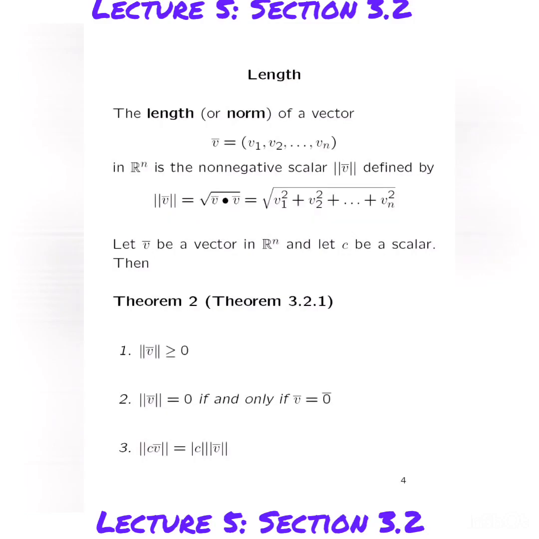Okay, that brings us to theorem 2. So v is a vector in Rn and c is a scalar. Then theorem 2 says the norm is always positive. The only vector that has a zero norm is the zero vector itself. And if you take a scalar multiple of a vector and you take the norm of that, then it's simply the absolute value of the scalar multiplied by the norm of the vector.